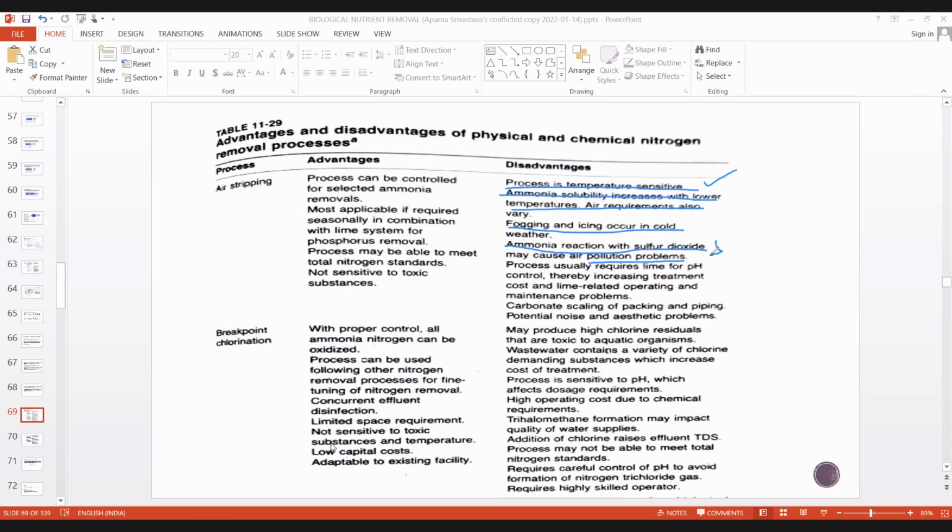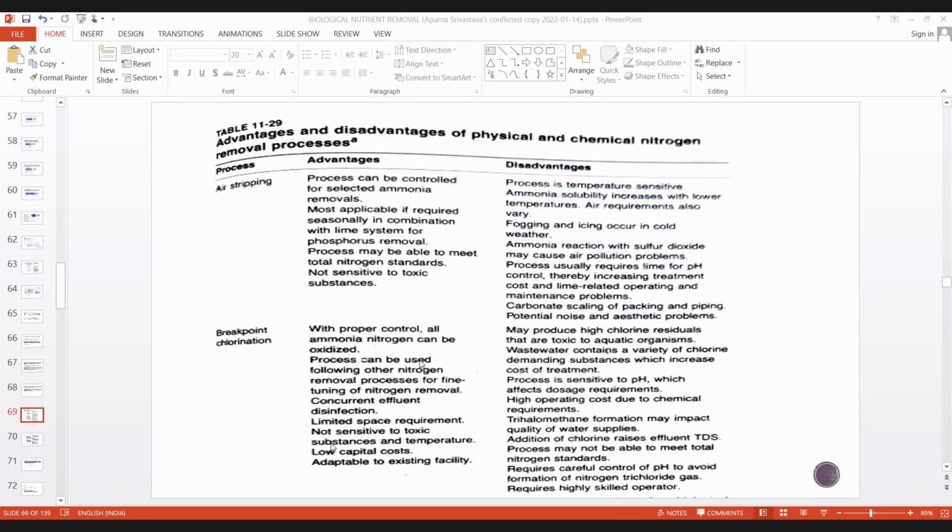So that's why in air stripping, air is going to be released, and if sulfur content is there, then sulfur oxide is going to form. The process usually requires lime for pH control, thereby increasing the treatment costs. So these are the problems. Scaling and other things we already discussed.